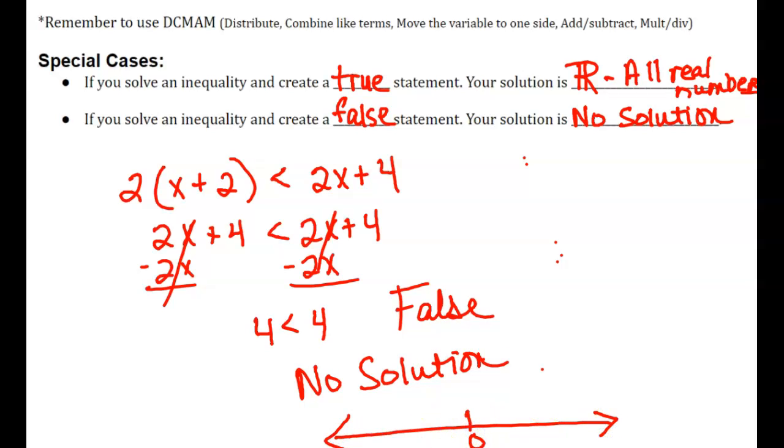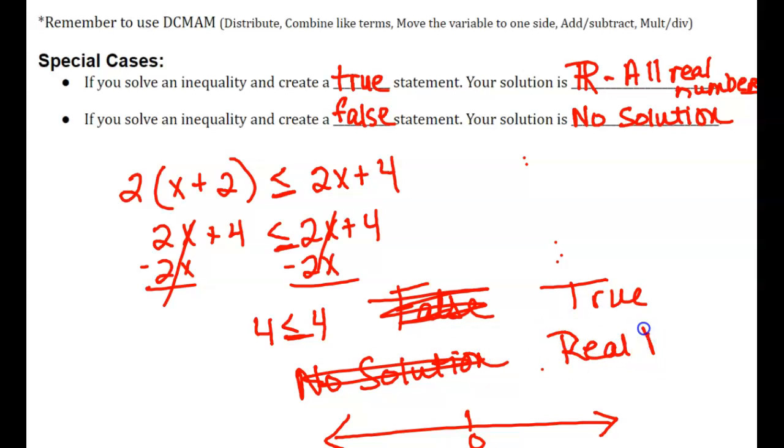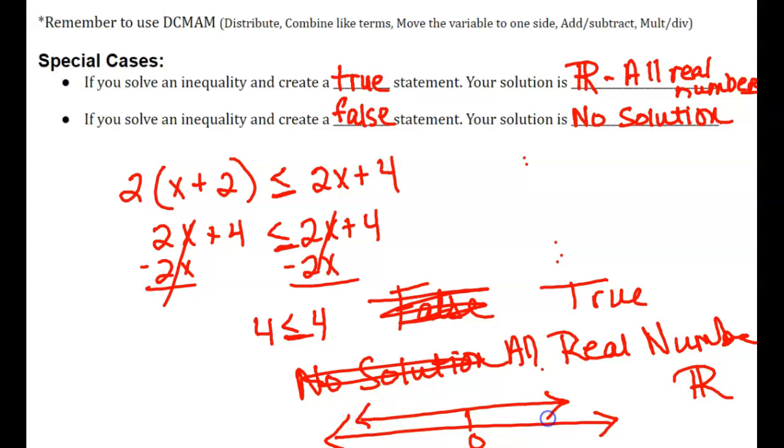No solution. But if we decided this was less than or equal to, in that case 4 less than or equal to 4 would actually be true, and in that case it would be all real numbers, or that little R. How we graph all real numbers is just a line above the number line going both directions with an arrow. It means any number would work.